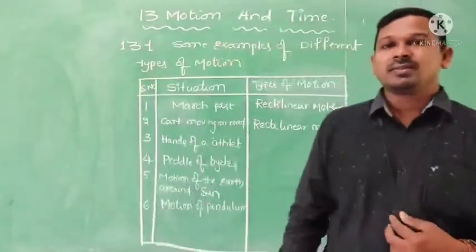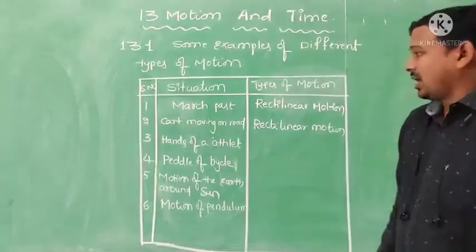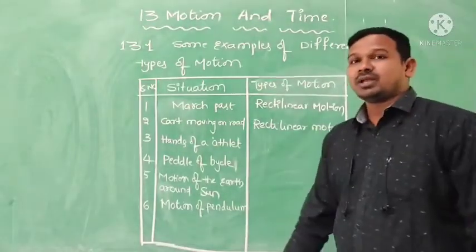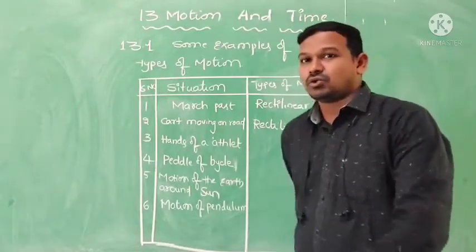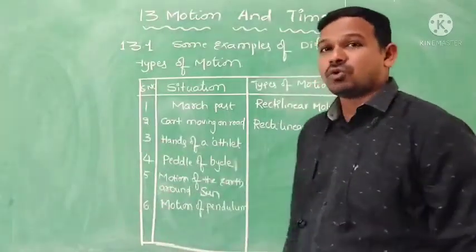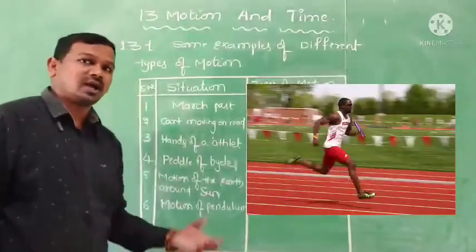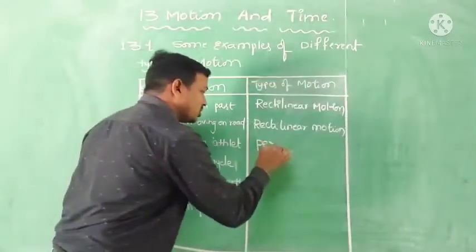You know that many athletes run in a running race. So the hands of the athletes, how do they run? In a particular manner, they move the hands forward and backward like this. So what type of motion are the hands of the athlete following? It is a periodic motion.